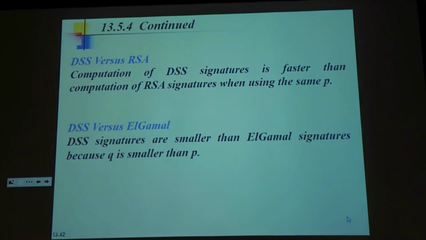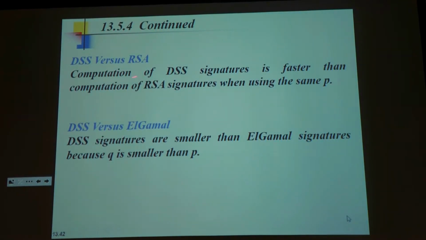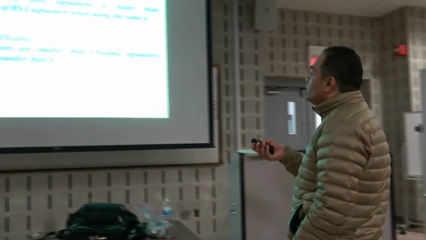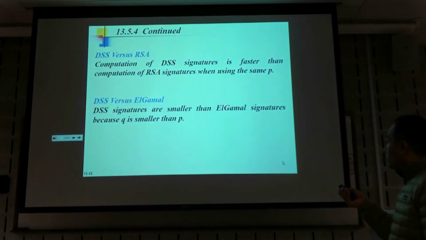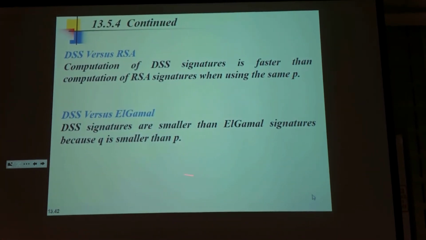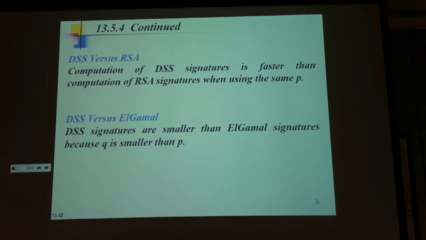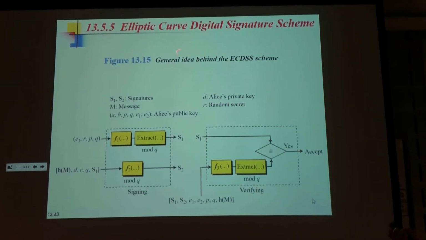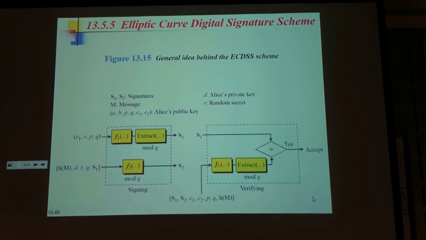All right. So when you compare DSS versus RSA, the computation of a DSS signature is faster than the computation of an RSA signature when using the same prime. If you start off with one prime, RSA is slower than DSS. And DSS versus ElGamal: DSS signatures are smaller than ElGamal signatures because Q is smaller than P. Just a different comparison. Then the last one is the elliptic curve digital signature. Again, it's an asymmetric system. You just have to know how to use it.